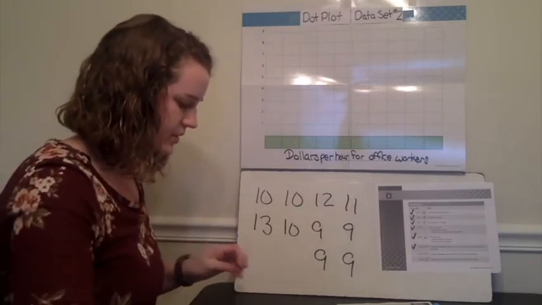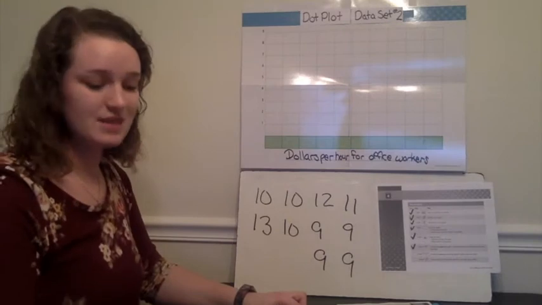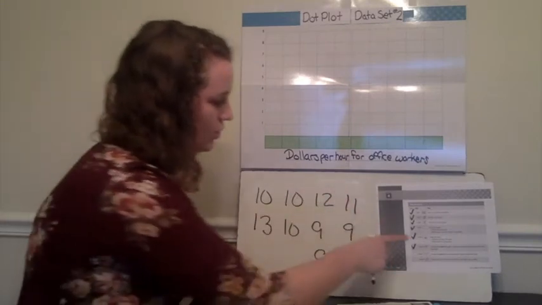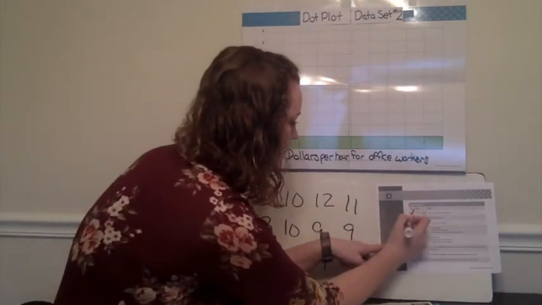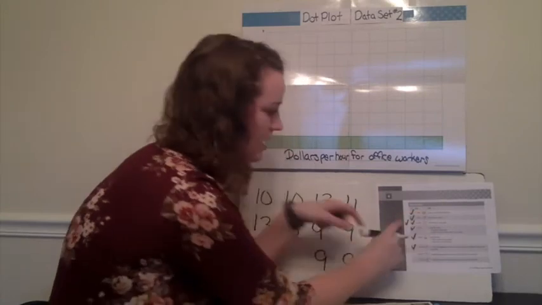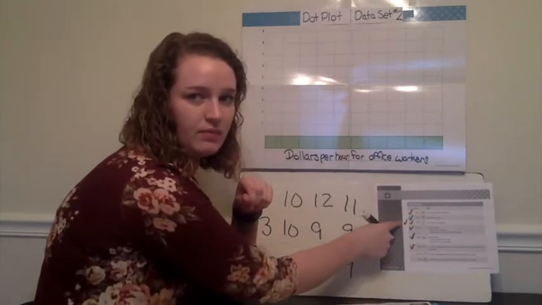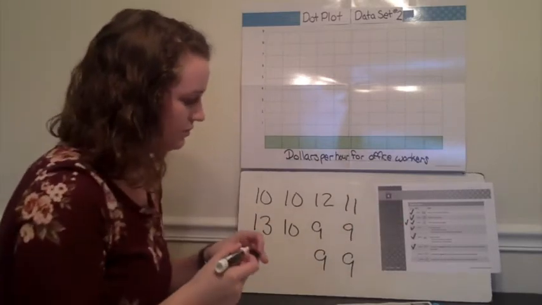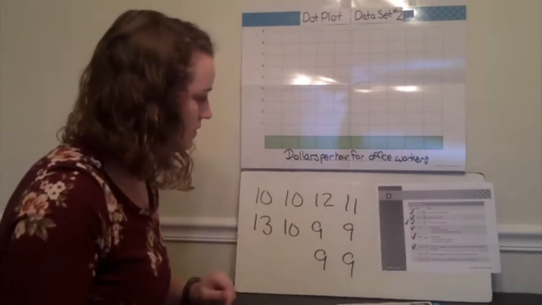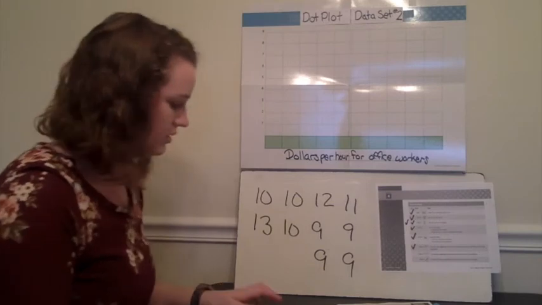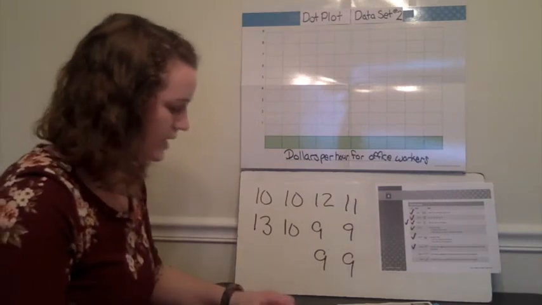Okay, so on our paper it says that was step 3. So we're going back to step 3 and we're going to check it off again. I'm going to put the check right next to it. Okay? All right. So we titled our axis.